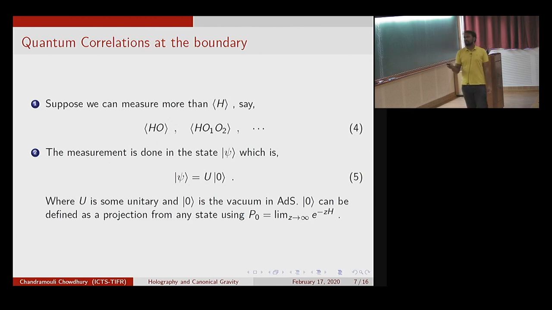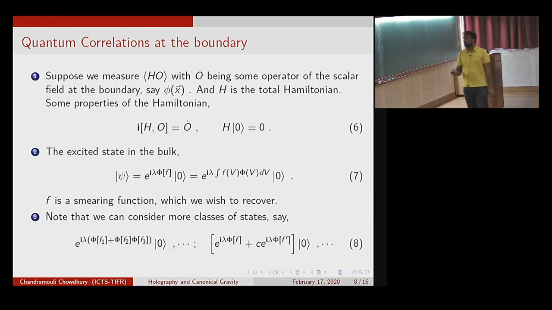So hence, I want to think of these as quantum correlation functions, and this will become a little more clear in the next slide. But one thing which I have to specify before that is, what do I mean by these expectation values? These expectation values are generally taken on some state psi, where the state psi is defined by acting with some unitary operator on the vacuum. And we can define the vacuum in various ways in AdS. And this is also going to become a little more clear in the next slide.